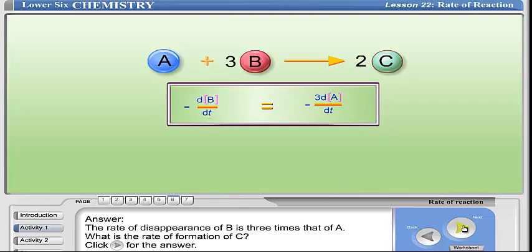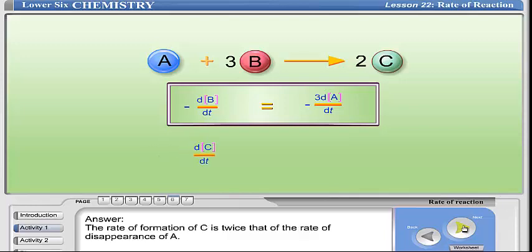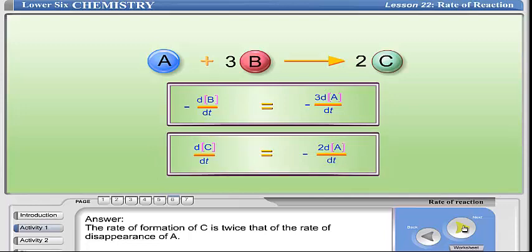What is the rate of formation of C? Click Next for the answer. Answer. The rate of formation of C is twice that of the rate of disappearance of A.